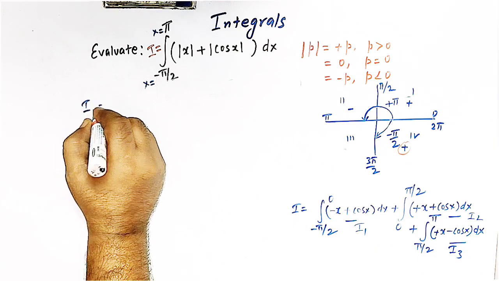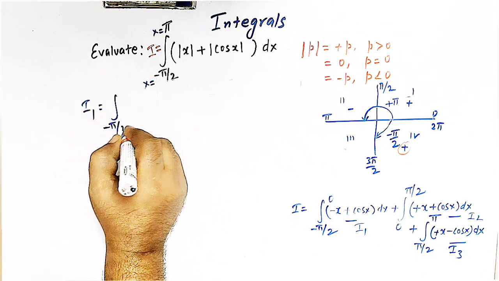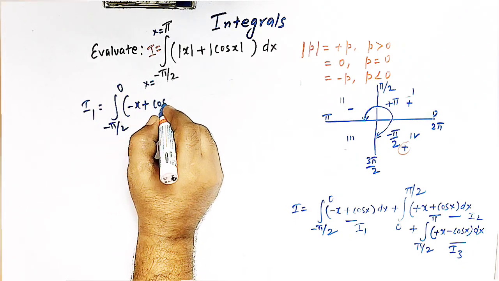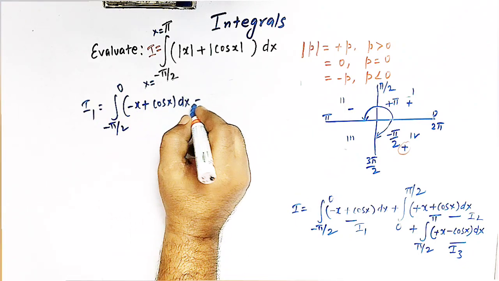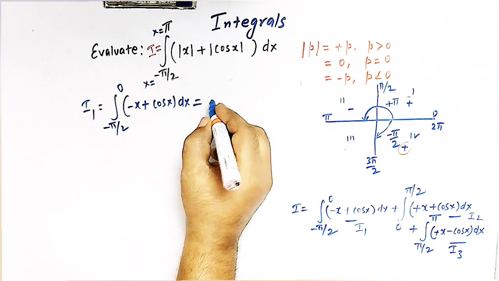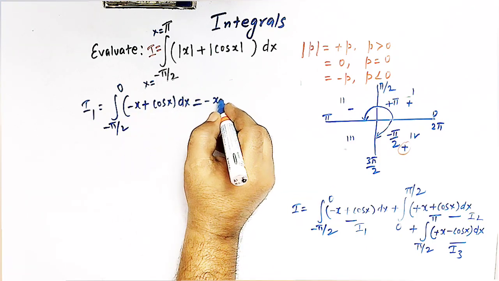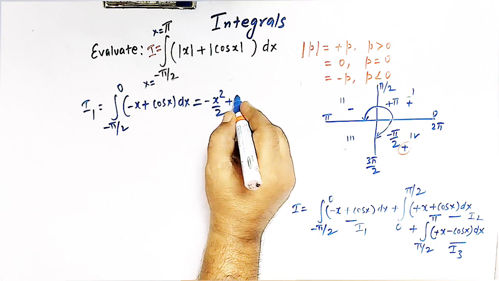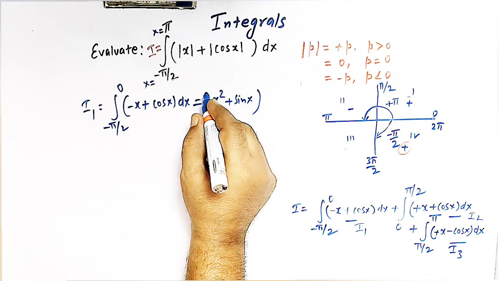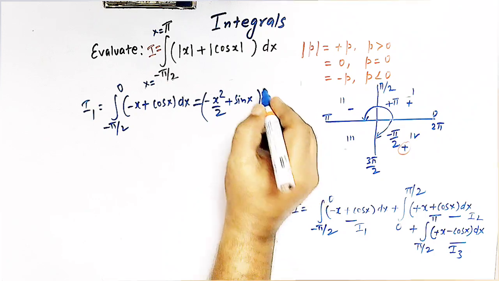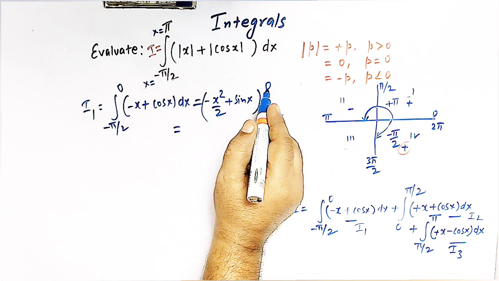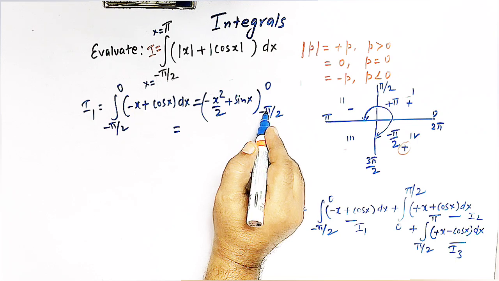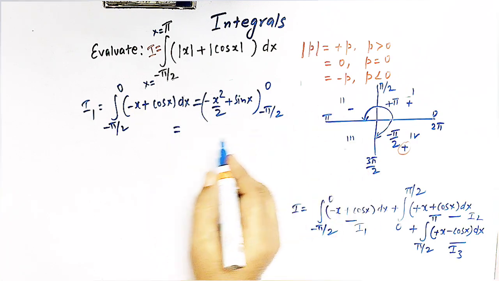So I1 is the integral from minus pi by 2 to 0. Here we have minus x plus cos of x dx. Now the integral of x is x square over 2, and the integral of cosine x is sine x, and the limits are from minus pi by 2 to 0. Now first we'll take x is equal to 0, then we'll take x is equal to minus pi by 2, and then we'll take the difference.